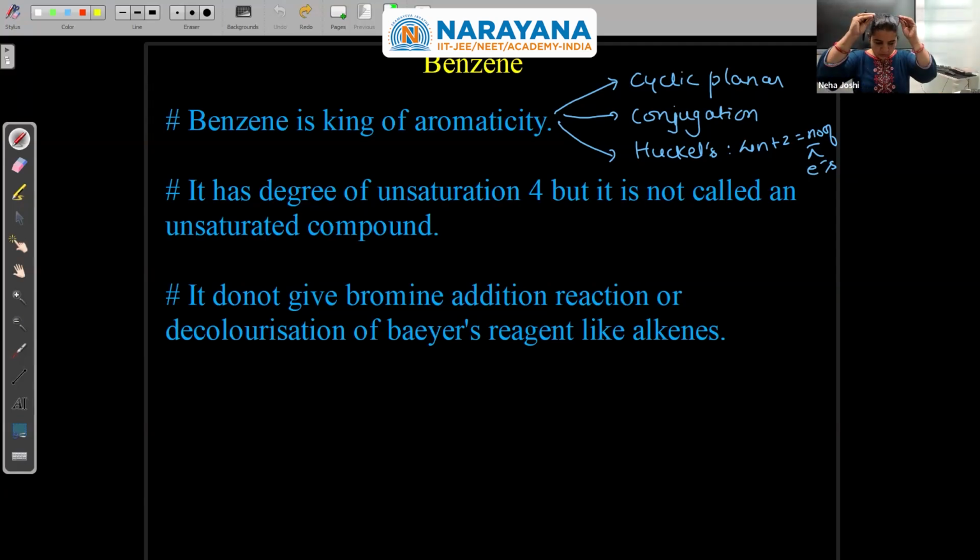So today's target was benzene. Till yesterday, we did everything about alkane, alkene, alkyne, and conjugate addition we did. Today we'll do benzene. Now, benzene is called king of aromaticity.